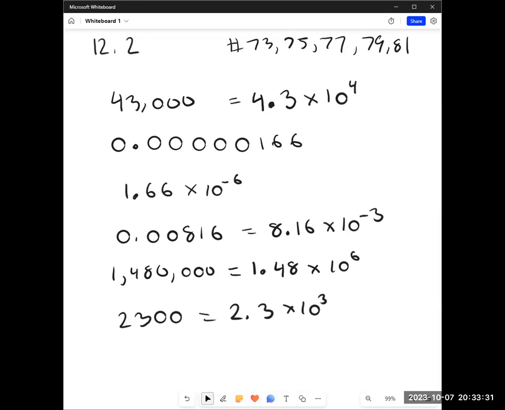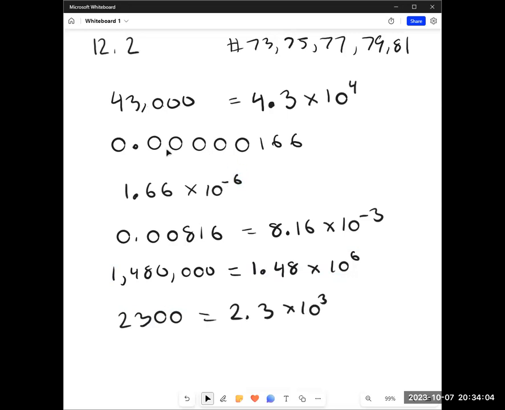You'll probably learn in science class or maybe in quantitative reasoning that these powers of 10 have some significance with place value here. So times 10 to the sixth is millions. So that's how I knew so quickly that this was 1.48 million, which is times 10 to the sixth. Likewise, times 10 to the third is 1,000. So this is 2.3 thousand.